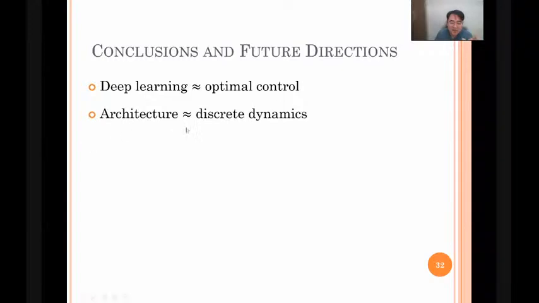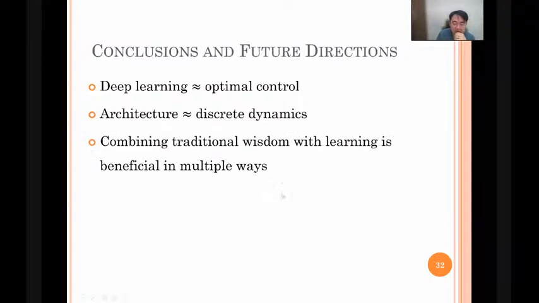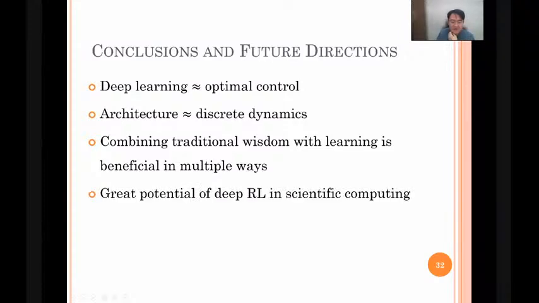Okay, and the discrete architecture of CNNs can be related to discrete dynamics, discrete ODEs and discrete PDEs. And I think our group is among the first to explore the structural similarity between differential equations and convolutional neural networks. This was the original observation we made in our two ICML papers in 2018, ODENet and PDENet, actually based on our even earlier theoretical work on the joint connection between wavelet models and PDE-based models. Okay. Currently, we believe that combining traditional wisdom with learning is very beneficial in many different ways.